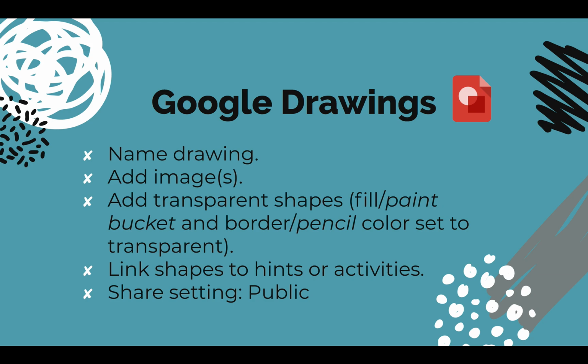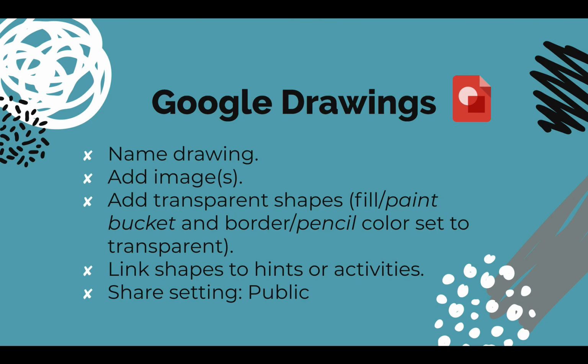Next is Google Drawings. So Google Drawings is one way of connecting all of your digital clues into one place. So you want to start by opening Google Drawings. You want to name the drawing. You want to add an image or images that will be like your background, that are connected to the clues. And then you're going to add a shape over the area of the picture that you want to be linked to your clue. You're going to change that shape to be a transparent shape.